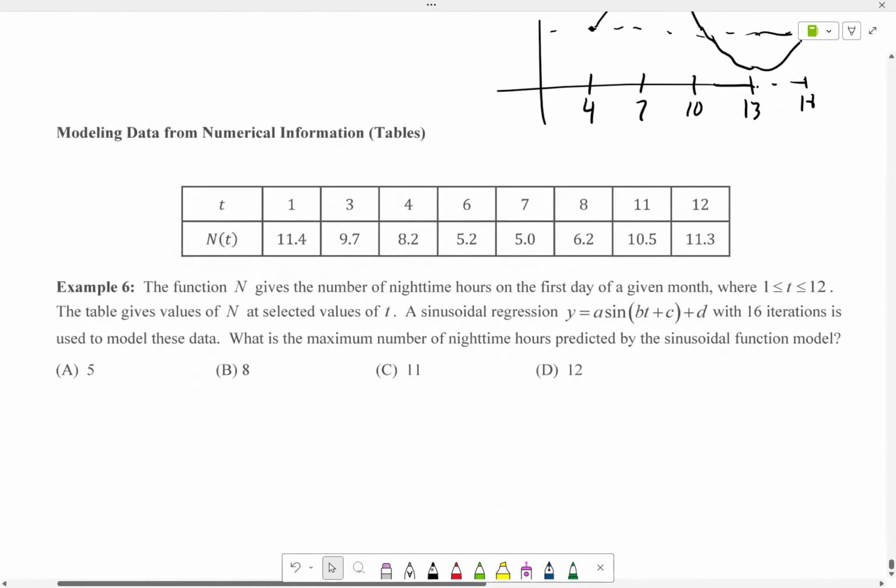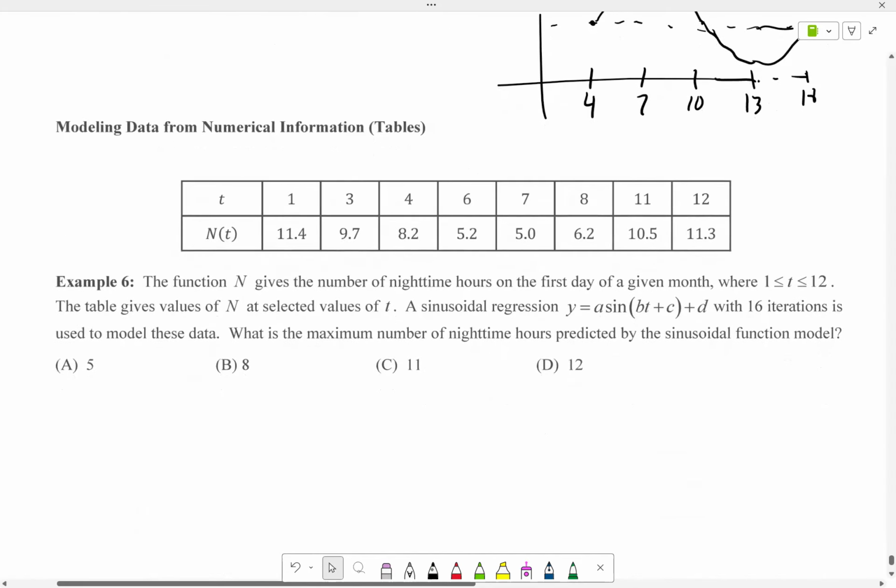This one is a calculator problem. It says regression. Probably not. You never know. Gotta be ready for everything and anything.